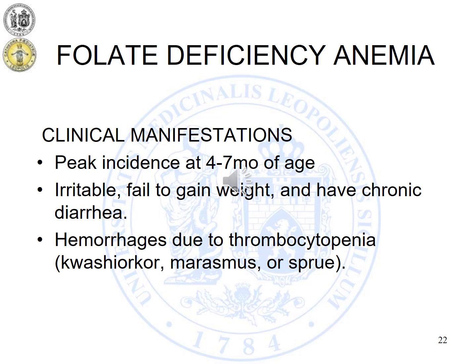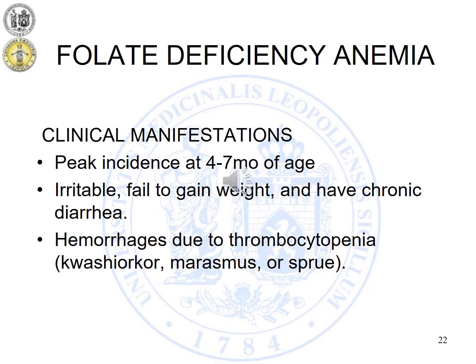Clinical manifestations. The peak incidence of folate deficiency anemia occurs between 4 and 7 months of life, somewhat earlier than iron deficiency anemia takes place. Besides having the usual clinical features of anemia, affected infants with folate deficiency look irritable, fail to gain weight adequately, and have chronic diarrhea. Hemorrhages due to thrombocytopenia occur in advanced cases.